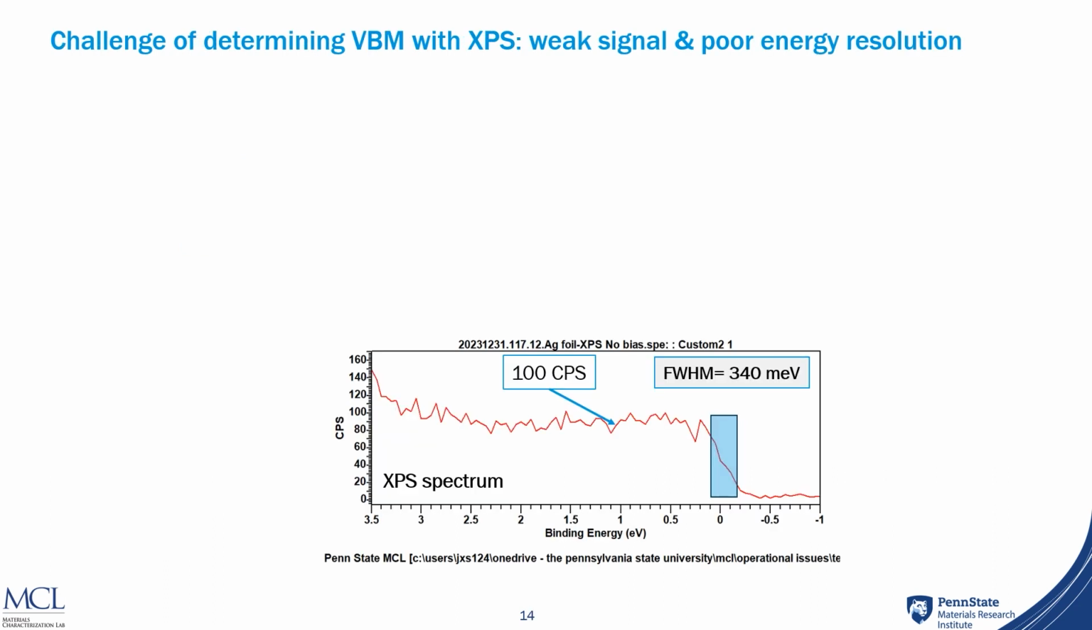So this can be measured with XPS or with UPS. They're very comparable measurements. The main difference between them is the energy of the excitation source. The problem with doing it with XPS is that the signal strengths are relatively weak. This is the valence band maximum or the Fermi edge of a piece of silver acquired on our XPS instrument here at MCL, and you can see that we only have about 100 counts per second in this signal.